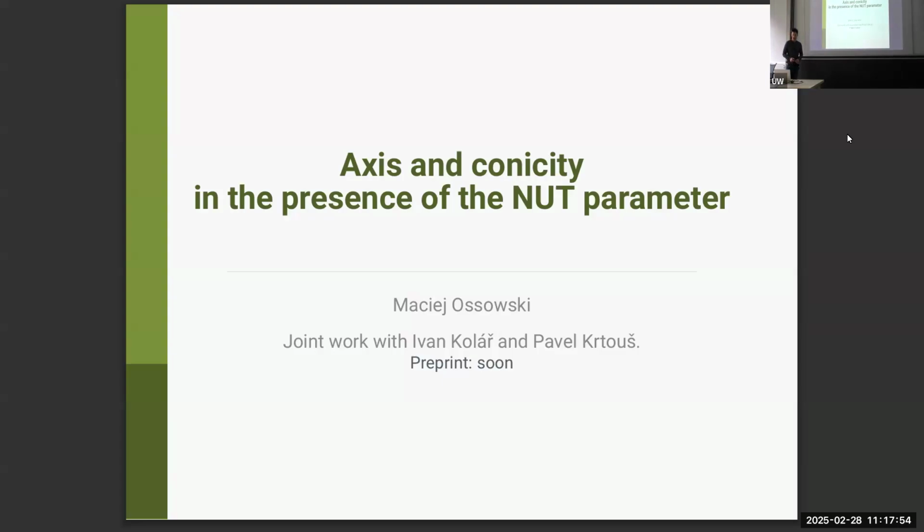Okay, so as the title suggests, I want to talk about something which is very much motivated by the tau-NUT solutions, or just any solutions containing the NUT parameter, in particular about their axes and conicities, which I want to define. And in the end, the application will be a little bit broader than just the NUT solutions. This talk is based on a joint work with Ivan Kolash and Paweł Ktoś from Charles University. This is the debut of this work, so we expect the preprint to be available soon.